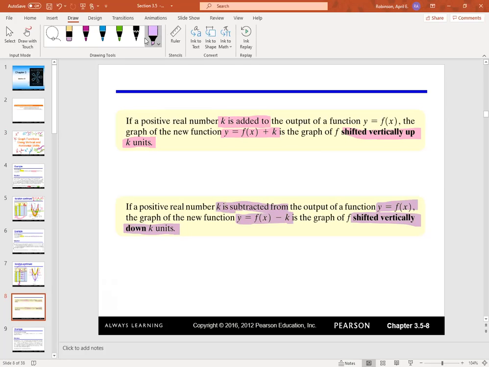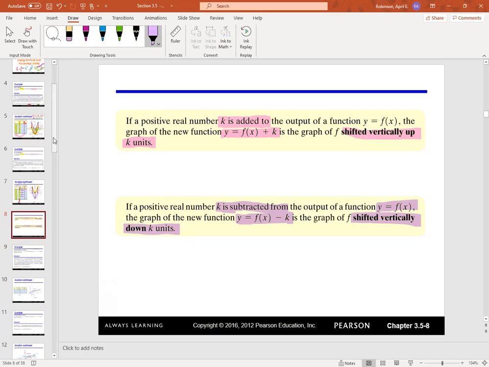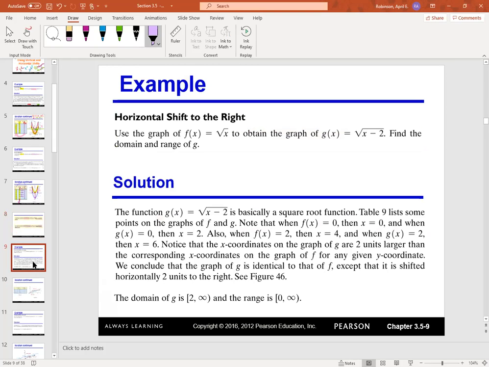But it has to be the entire function. Now, that one makes the most sense. I'm adding, I go up. I'm subtracting, I go down. That's for vertical shifting. Now we're going to look at horizontal.